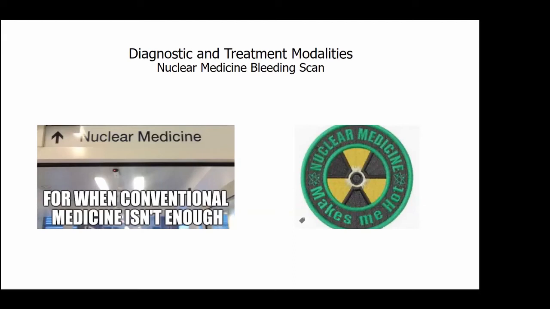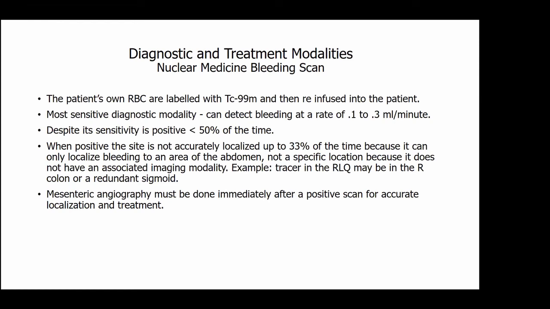So now let's talk about the nuclear medicine bleeding scan. To do a nuclear medicine bleeding scan, the patient's own red cells are labeled with technetium 99 pertechnetate and then reinfused into the patient, and the patient is scanned. It is the most sensitive diagnostic modality as it can detect bleeding at a rate of 0.1 to 0.3 milliliters per minute. However, despite its sensitivity, it is positive less than 50% of the time.